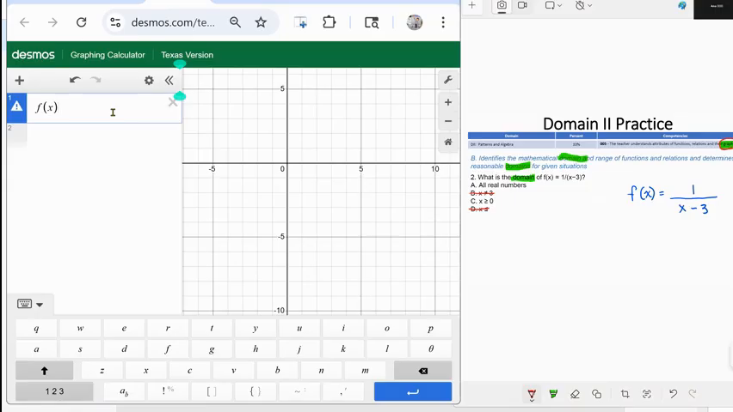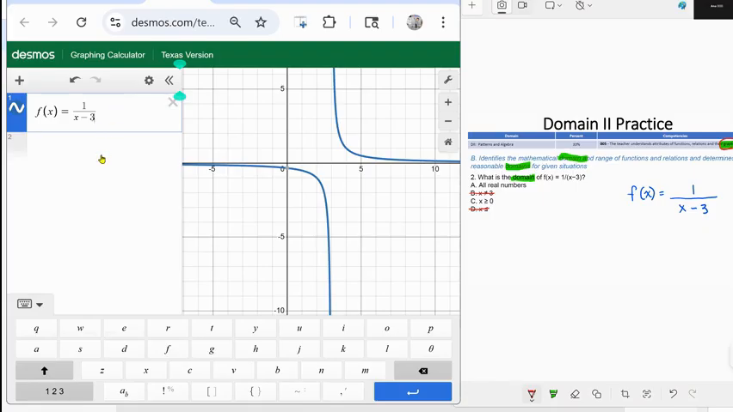F of x, which equals 1 divided by x minus 3. You can type it that way. Remember, in algebra, f of x is the same as y, yes or no? Yes. Okay. Or I can type it this way. Y equals 1 divided by x minus 3. You see, it's the same graph, no? Just different color.